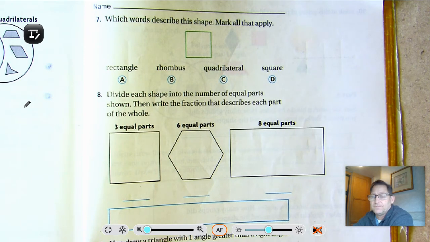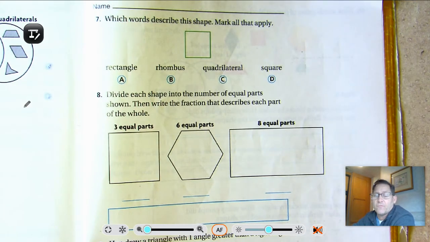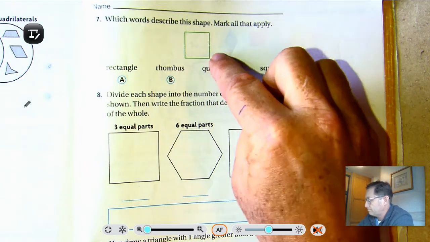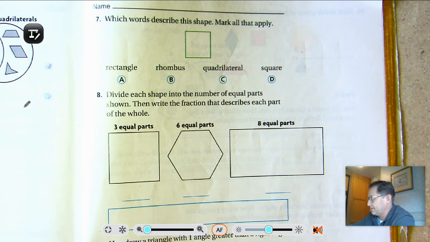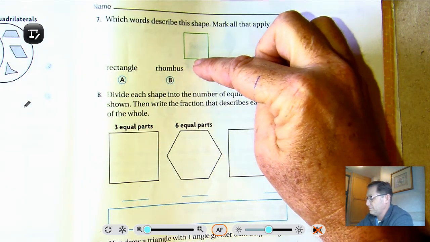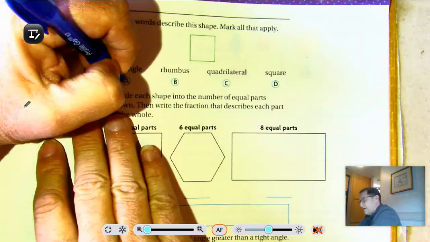Is it a rectangle? Well, what's a rectangle? 2 pairs of opposite sides that are parallel. Check. 4 right angles. Check. 2 pairs of sides that are equal length. 1 pair, equal length. 1 pair, equal length. True. So that shape is a rectangle.